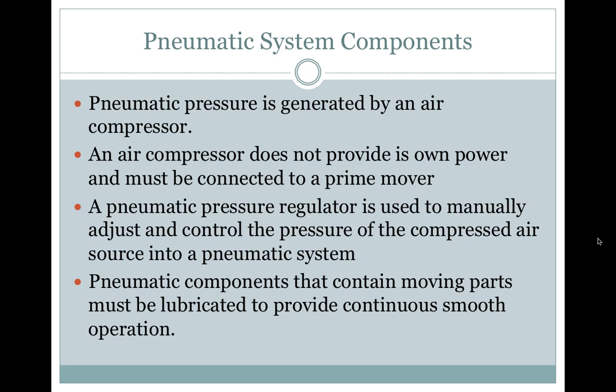Pneumatic pressure is generated by an air compressor. An air compressor does not provide its own power and must be connected to a prime mover. A pneumatic pressure regulator is used to manually adjust and control the pressure of the compressed air source in a pneumatic system. Pneumatic components that contain moving parts must be lubricated to provide continuous smooth operation.